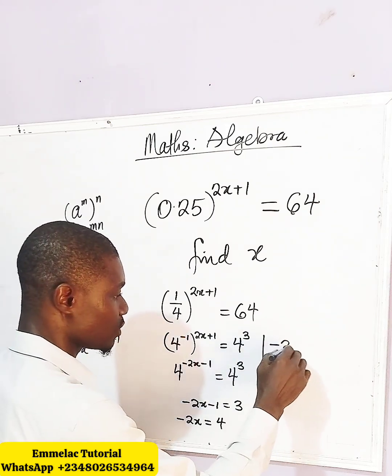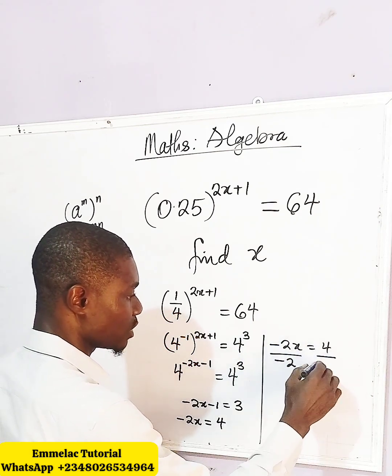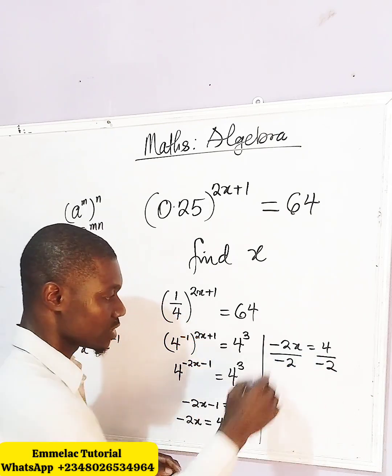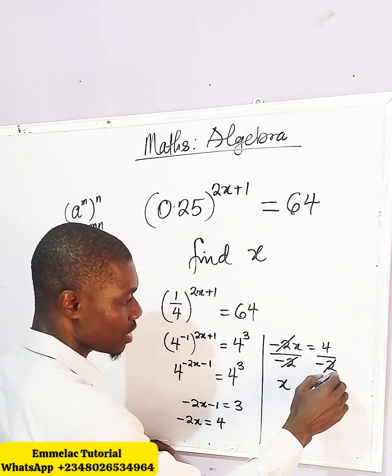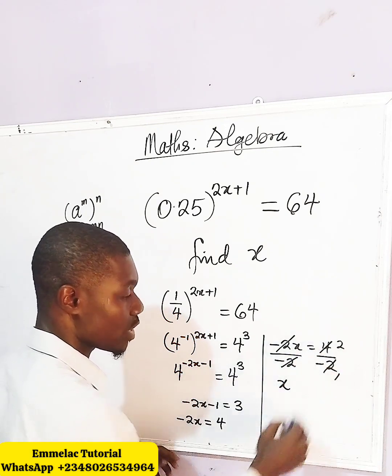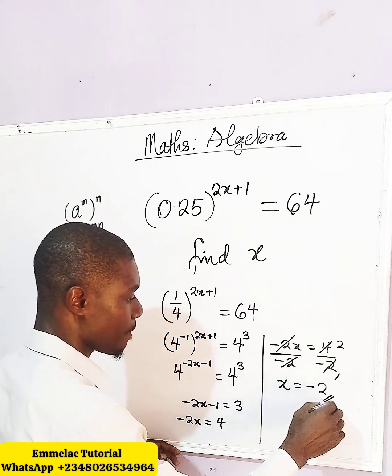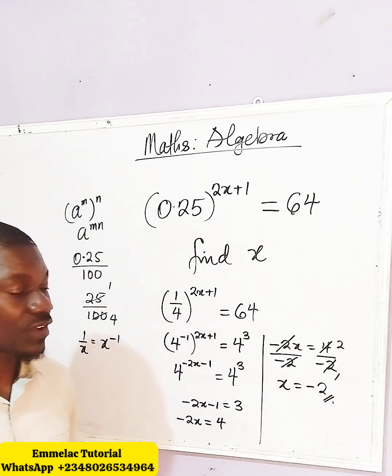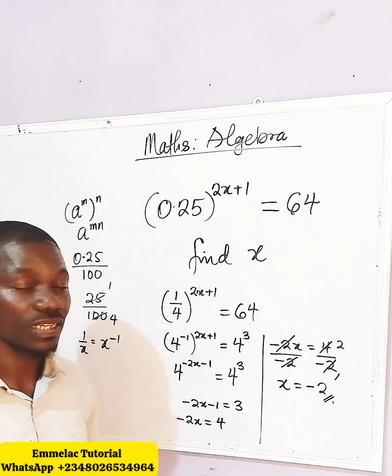Now let's divide both sides by negative 2. Here you have negative 2x equals 4, dividing by negative 2 because negative 2 is the coefficient of x. At this point we have x, and 2 here 1, 2 here 2, so we are left with x equals negative 2. The value of x that satisfies this equation is negative 2.